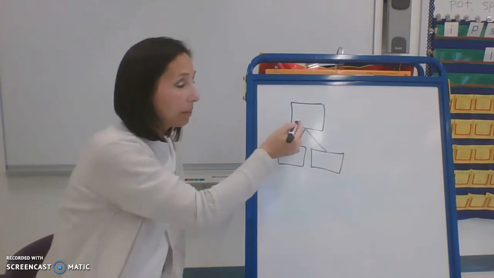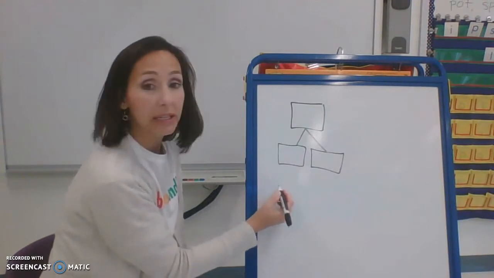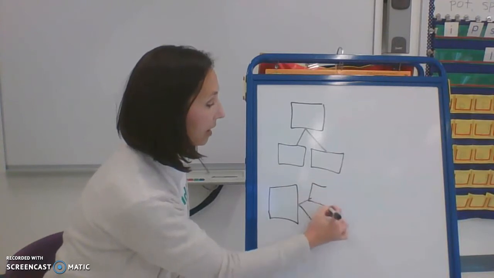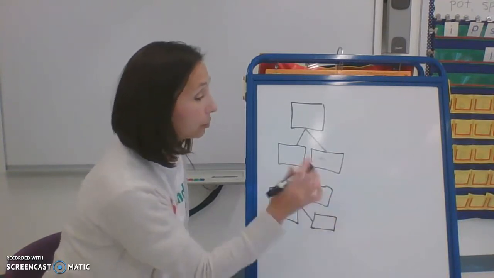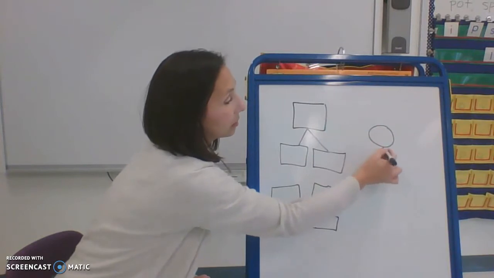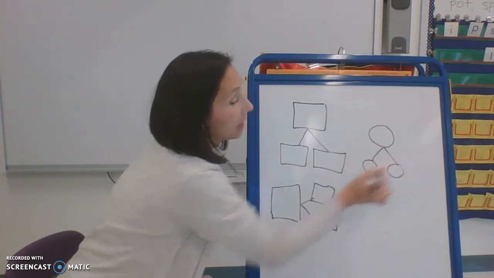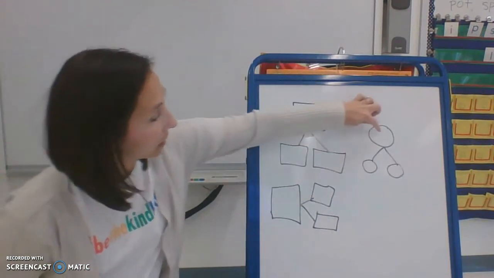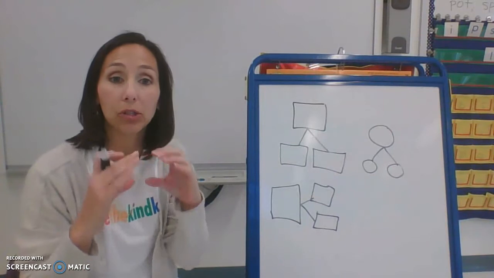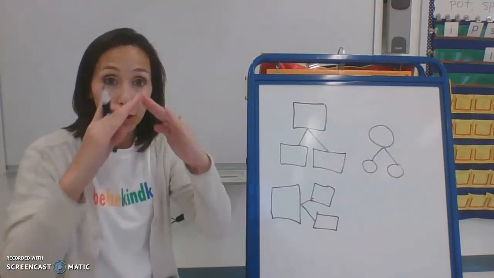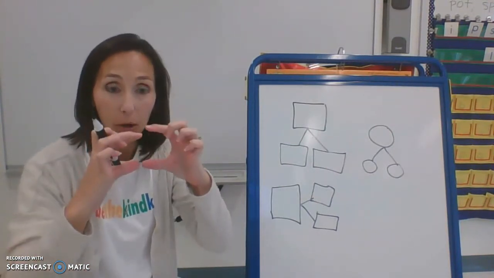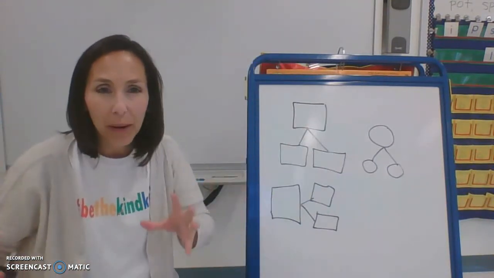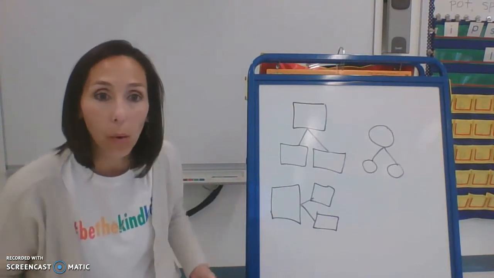Sometimes we see number bonds written like this, where the larger box is to the side. Sometimes it is written in circles. You see number bonds that look like this. The important part to remember is that the circle or the square that's always by itself with the two coming off of it always shows us which part of the number. Do you remember? Yeah, it's the whole.